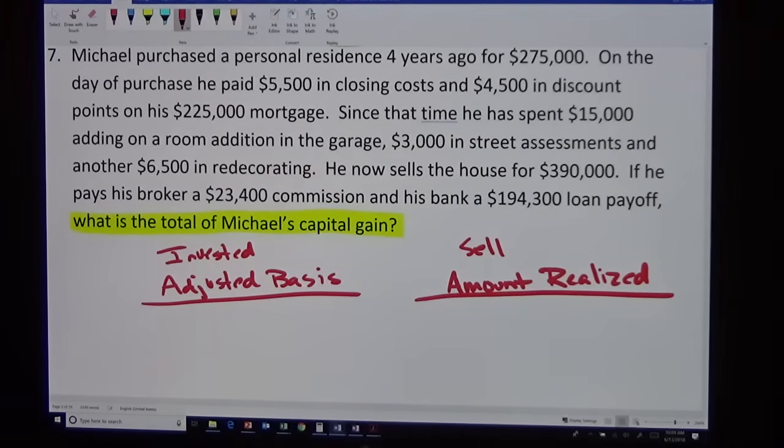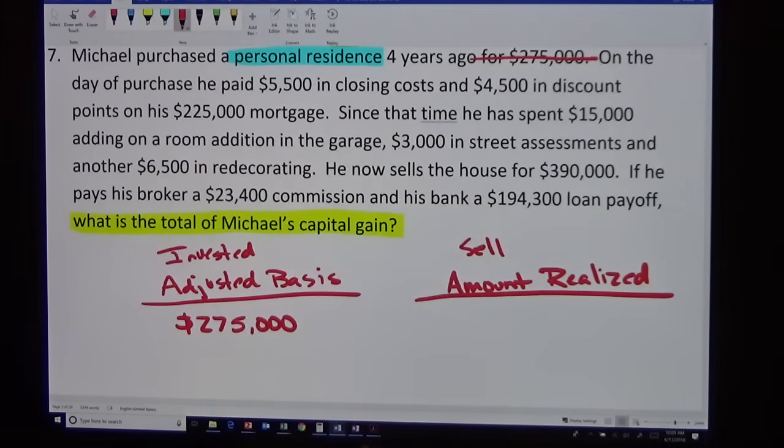So we're going to start grouping these two things here. It says Michael purchased a personal residence 4 years ago. Well, we want to hang on to that thought and we'll revisit it in a second, but this personal residence is going to be important. Michael purchased it for $275,000. That's money he's invested in the property, so we're going to put that on the adjusted basis side of things. So we've dealt with that.